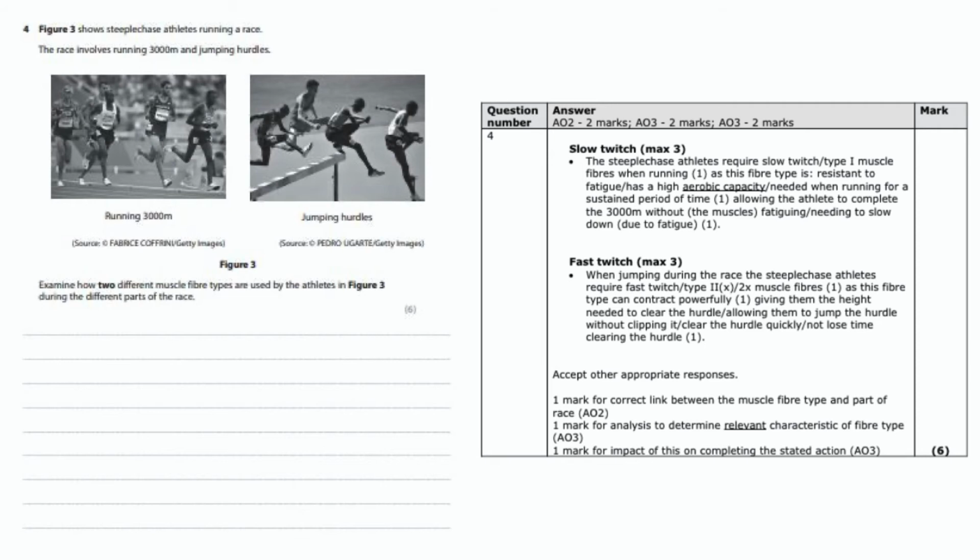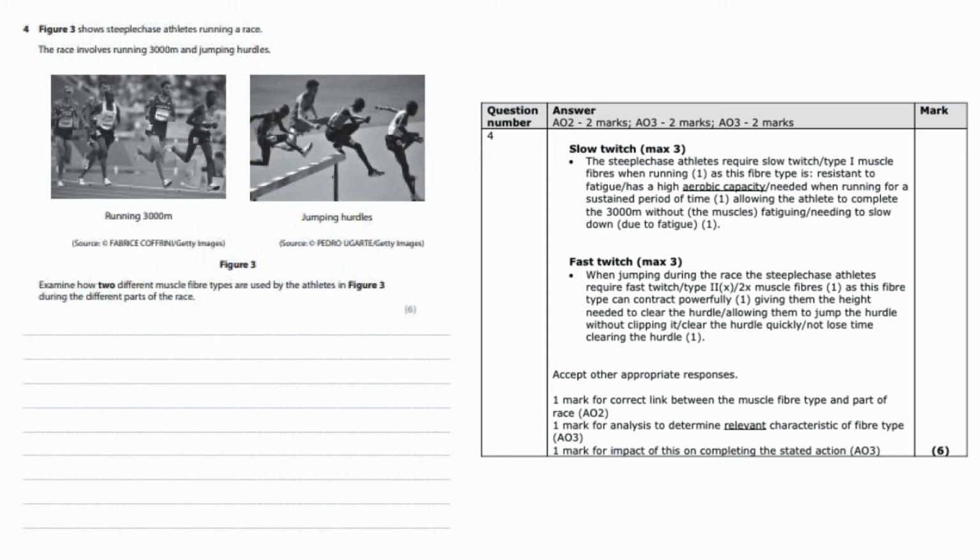Second part is on jumping hurdles. This is a little bit trickier, this part of the question, but hopefully we've realised for that first mark, the answer is going to be that whilst jumping hurdles, type 2X fast twitch muscle fibers are required. The second mark, again, needs to explain why, and the answer is that explosive power is required by the athletes in order to gain enough height to get over the hurdle.